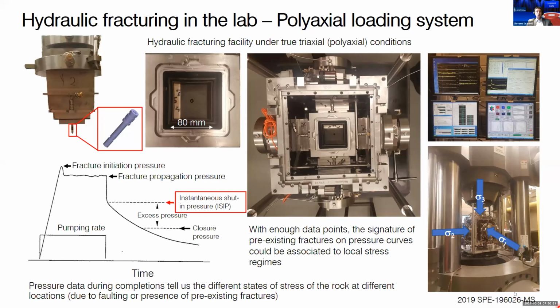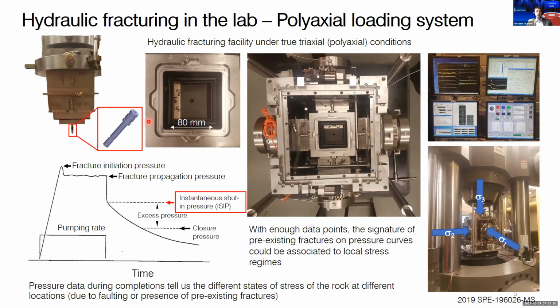So what we are doing is getting a cube and putting it in a polyaxial machine. Polyaxial machines are quite unique loading devices that allow us to apply 3 independent stress states along the 3 principal directions. That will allow us to reproduce the stress state that the cube of rock would experience at depth.